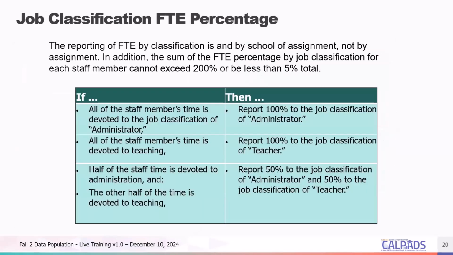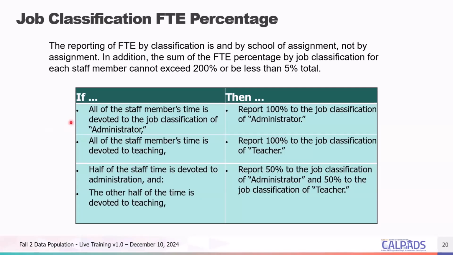All right, so we did touch on FTE, but it is an important item in the staff assignment record. So let's go ahead and provide some more detailed guidance with regards to full-time equivalency. For each staff member reported, LEAs must report the percentage of full-time equivalency spent in each classification by school site. The total full-time equivalency percentage for all of a staff member's job classifications cannot exceed 200% and cannot be less than 5%. And we do have some examples on the slide here.